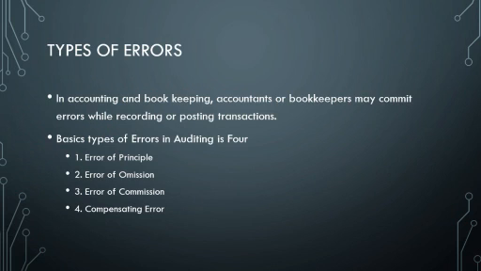So now we will discuss different types of errors. In accounting and bookkeeping, accountants or bookkeepers may commit errors while recording or posting transactions. Basic types of error in accounting are four. First, error of principal. Second, error of omission. Third, error of commission. And fourth, but not the last, compensating error.